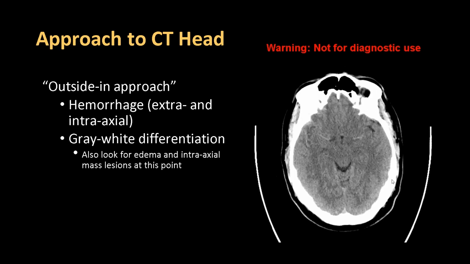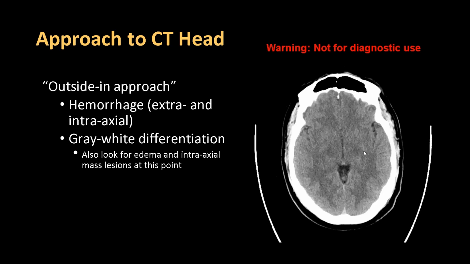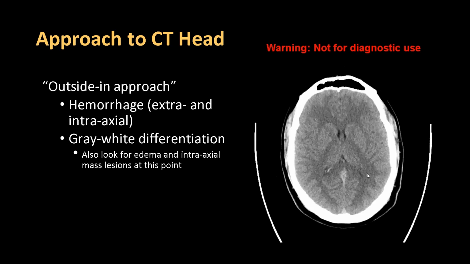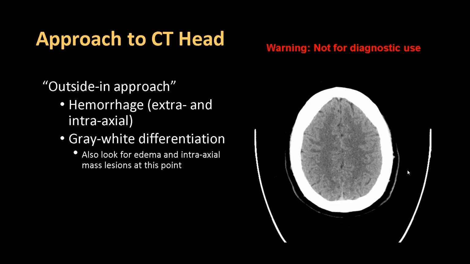At this point, you also want to look for any intraaxial mass lesions, tumors, or any vasogenic edema that you can't explain, which would show up as hypoattenuating regions with no specific underlying lesion that you can explain.